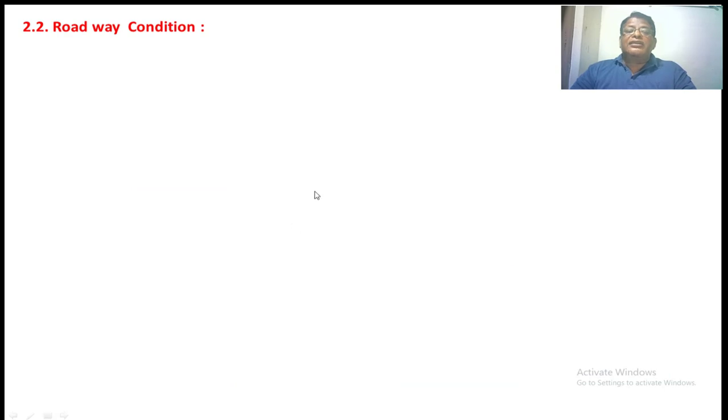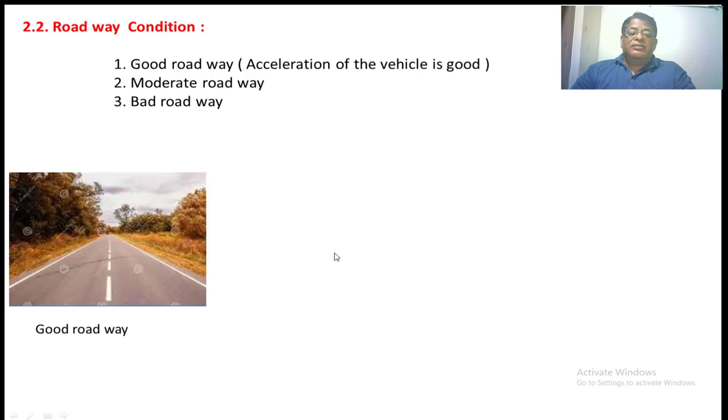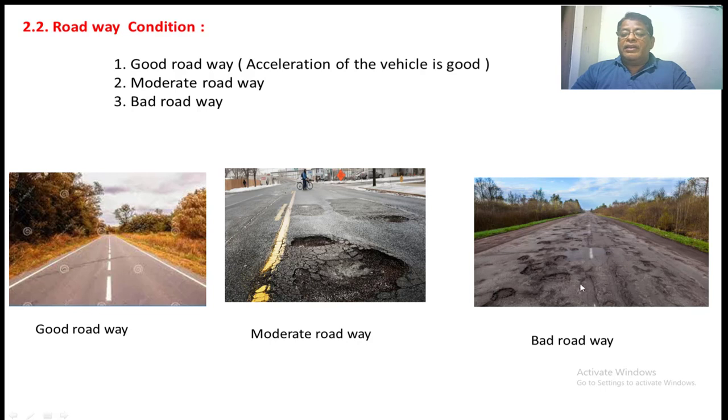Road condition. The acceleration of the vehicle depends highly on the road condition. The first one is a good roadway, nothing but highways. If the road is very good, then the acceleration of the vehicle will be high. Moderate roadway is where damage occurs in some places. On a bad roadway, in these two conditions we can't expect that much acceleration from the vehicle.